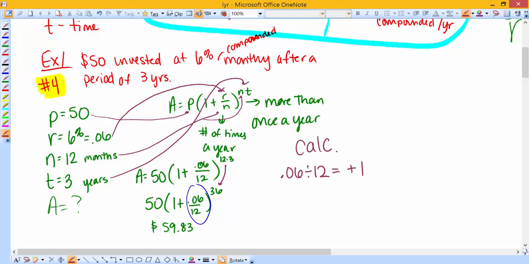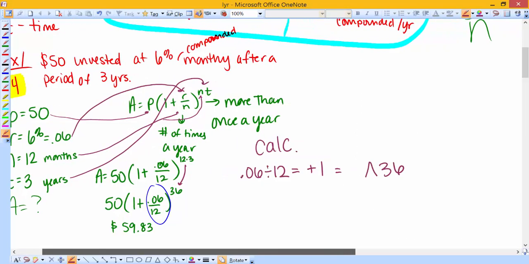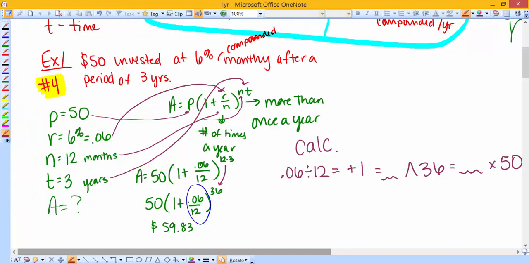When I divide 0.06 by 12 and then I add 1, I hit equals. I take that answer, whatever this answer is, and I just hit caret 36. Then I hit equals. And then whatever this answer is, I want to multiply it by 50. So if you did everything right, you should get 59.83. And since this is money, we always round to 2 decimal places. All right, let's look at the next one.